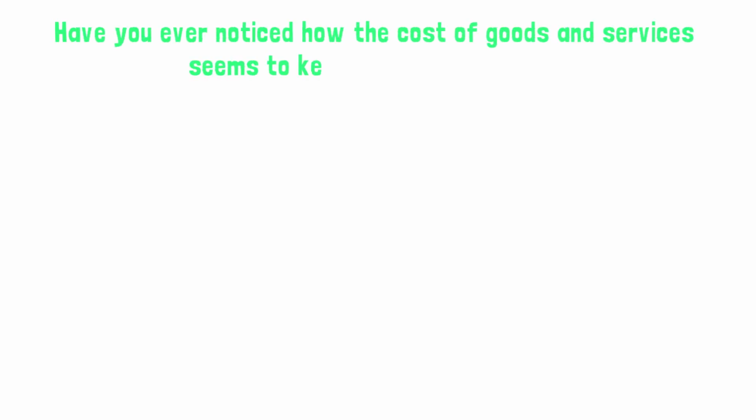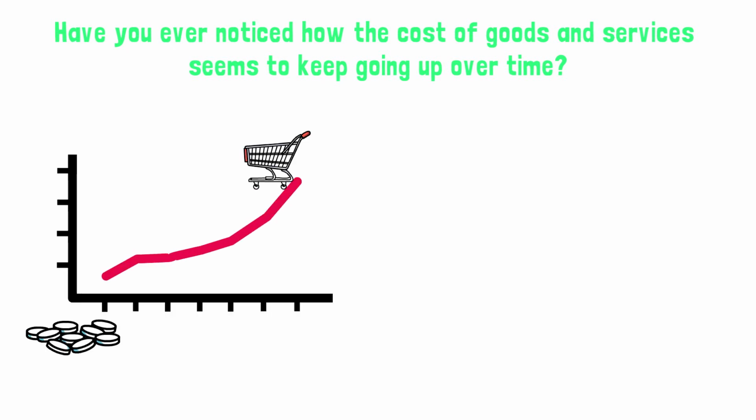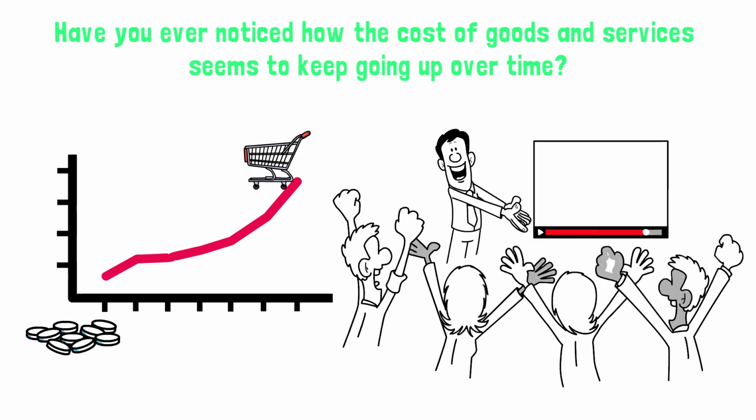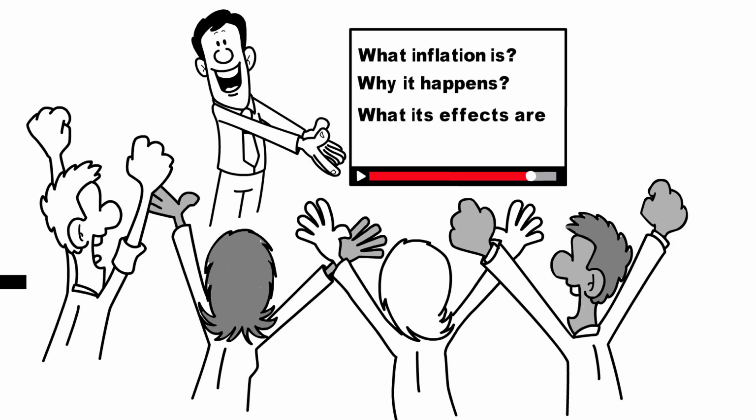Have you ever noticed how the cost of goods and services seems to keep going up over time? Or how your money doesn't seem to go as far as it used to? The reason behind this is inflation, a gradual increase in prices over time. In this script, we'll delve into what inflation is, why it happens, and what its effects are.